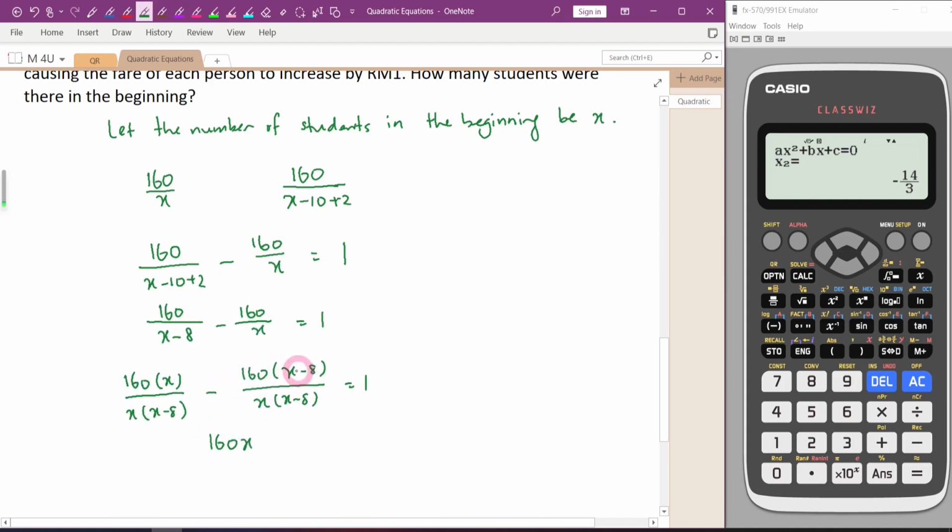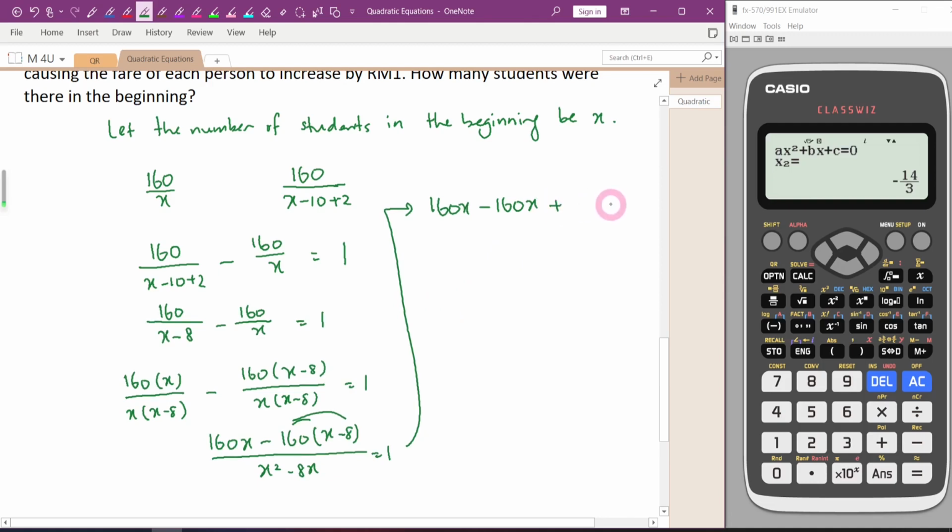160x, be careful here, if you see a negative sign you need to be more careful. Let me copy this one first. Over x squared minus 8x is equal to 1. Okay, let me do some expansion over here. Negative times positive, you get negative. Negative times negative, you get positive. Okay, let me double check. 160 times 8, okay, 1280.